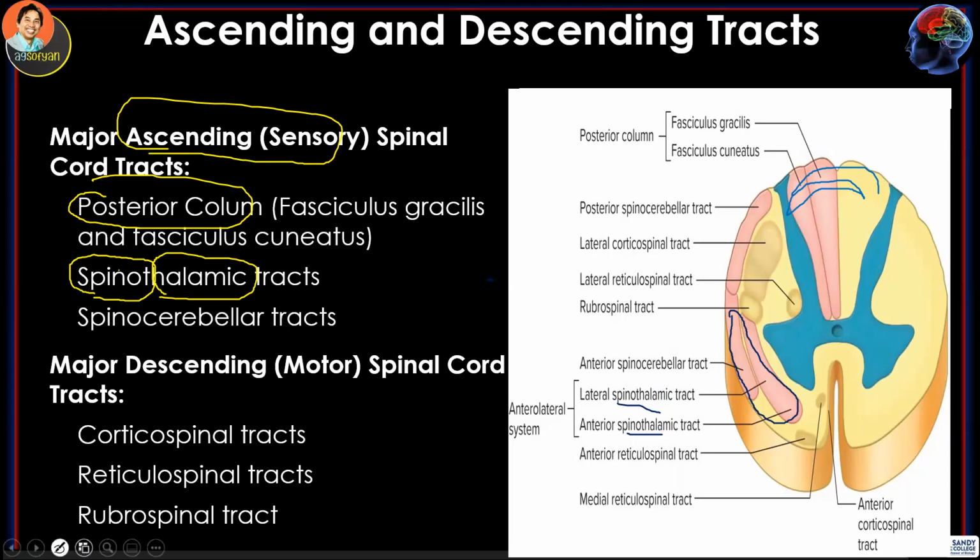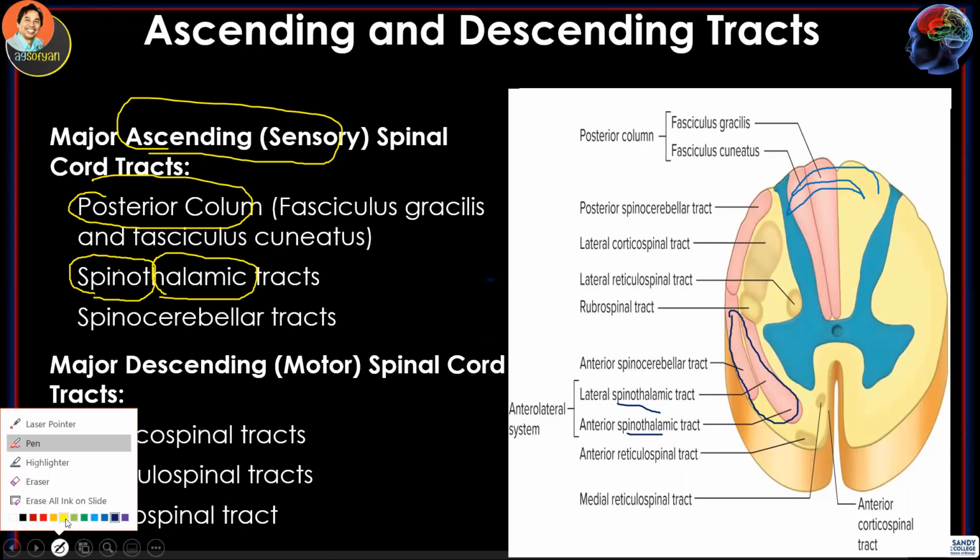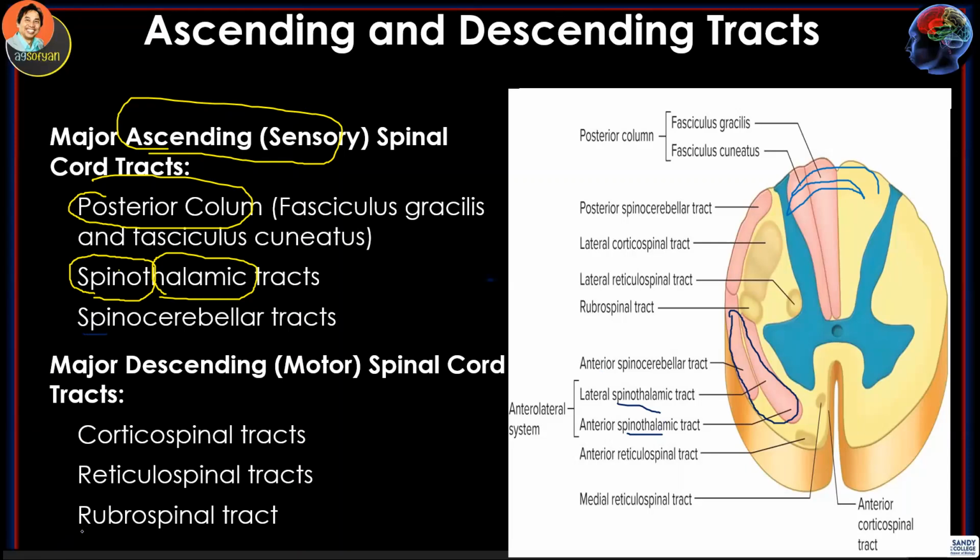And there is also the spinocerebellar tract. Again, the name is telling you this is an ascending tract because it is coming from the spinal cord to the cerebellum, which is part of the brain. So it's going to be an ascending tract. The name actually gives you the idea about the type of the tract. So the spinocerebellar tract, okay, this one over here. So the white matter in this area is the spinothalamic tract or spinocerebellar tract.